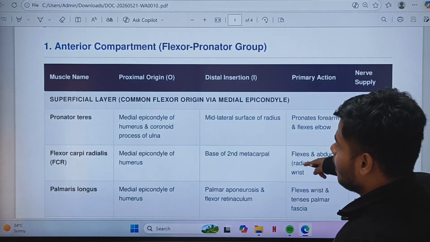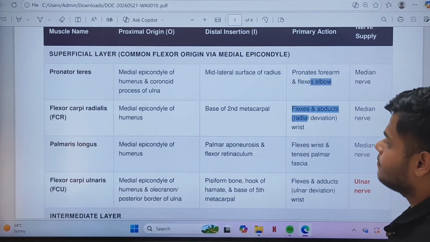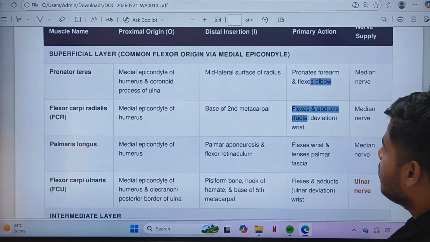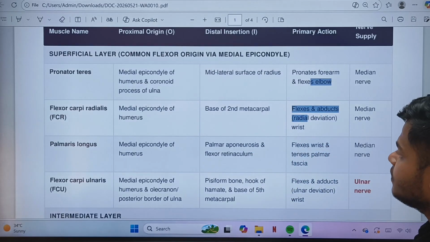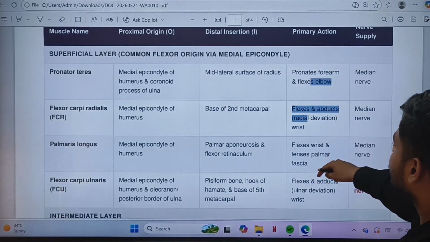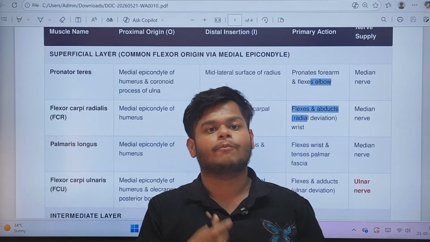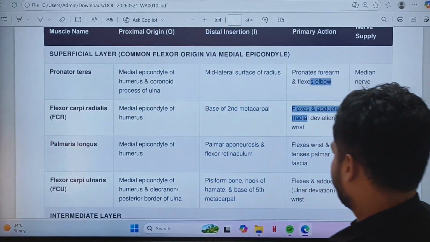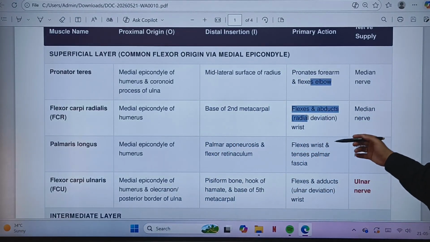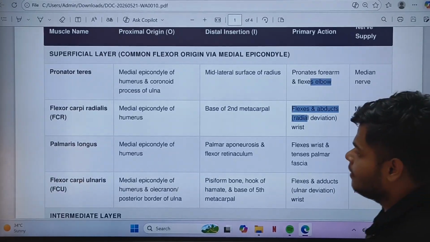Now the second one in the superficial group is flexor carpi radialis, FCR, which originates from the medial epicondyle of the humerus. Most of them originate there only. Distal insertion is on the base of the second metacarpal. We will also learn each bone in detail in the further sections. It flexes, it also does radial deviation of the wrist, and it is also supplied by the median nerve.